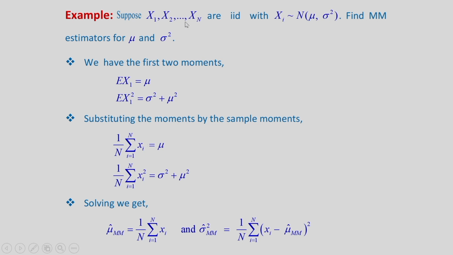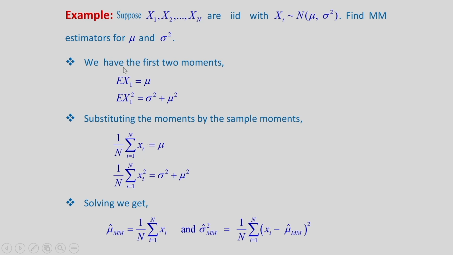Suppose x1, x2 up to xn are IID, independent and identically distributed, with each xi normally distributed with mean mu and variance sigma square. Find the estimators for mu and sigma square. We have the first two moments for the normal distribution. E of x1 is equal to mu and E of x1 square is equal to sigma square plus mu square.